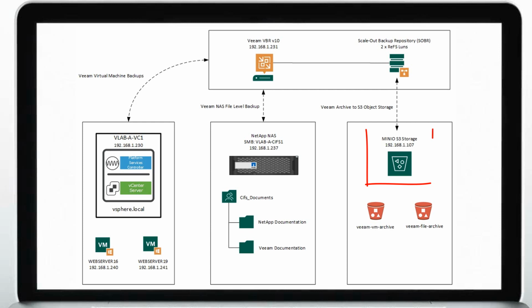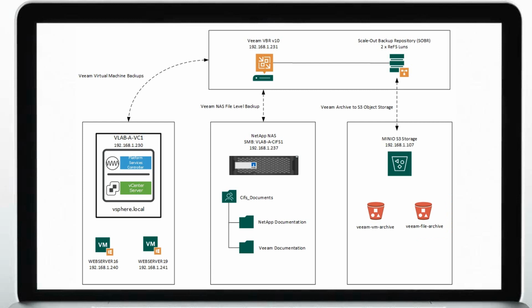On the right-hand side, you can see that we're running min.io, which is an object storage application. And within min.io, we're going to be creating two buckets. So the first bucket is going to be the Veeam VM archive. So that's where we're going to be archiving our virtual machines. And the second one is going to be the Veeam file archive. So this is where we're going to be archiving our SMB shares.